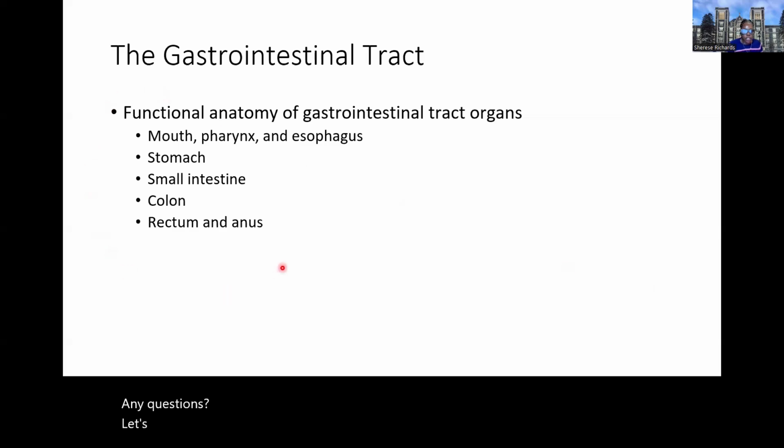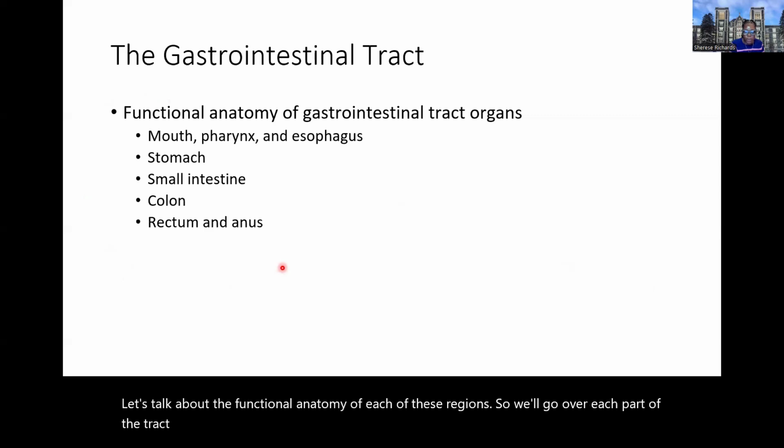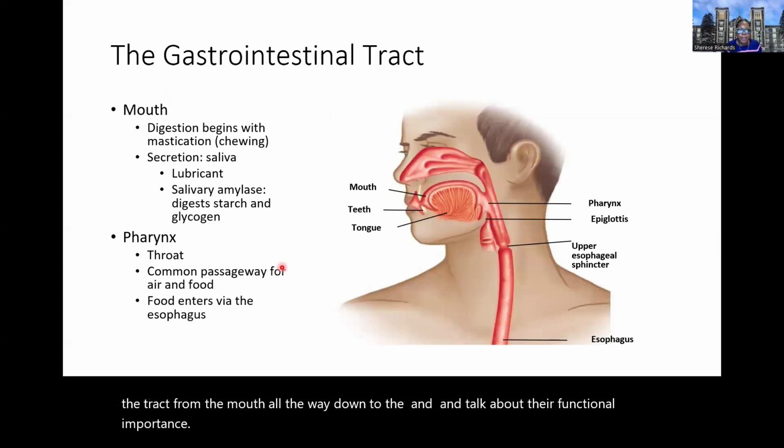Let's talk about the functional anatomy of each of these regions. So we'll go over each part of the tract from the mouth all the way down to the rectum and anus and talk about their functional importance. Okay, starting with the mouth.